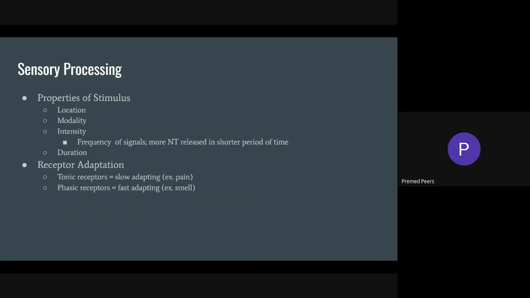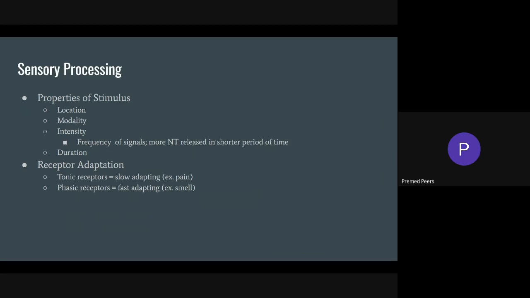And so the second property is modality. Modality refers to which kind of receptor is being stimulated. Is it a mechanoreceptor? Is it a nociceptor? Is it a thermoreceptor? And then intensity. Intensity is distinguished specifically by the frequency of signals or action potentials that are occurring. So if you have a lot of action potentials firing within, say, one second, more neurotransmitter is going to be released by that neuron. And because more neurotransmitter is being released in a shorter period of time, your brain is going to sense that as a more intense signal.